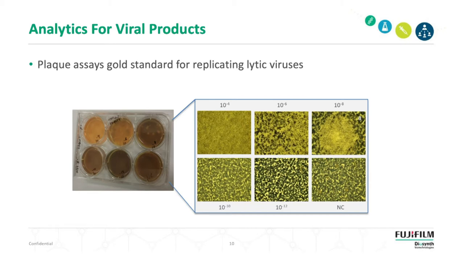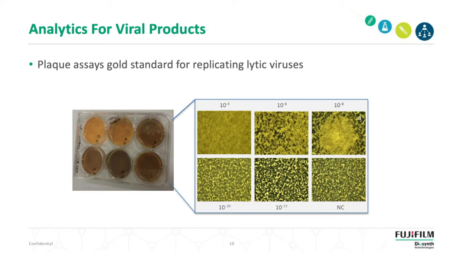So you basically dilute your virus down and plate it onto a permissive cell line, which will allow it to replicate. And then you take a look under the microscope, and if you're sufficiently skilled, much more skilled than I am, then you can spot the plaques and you can count them. That's the traditional way of doing it.